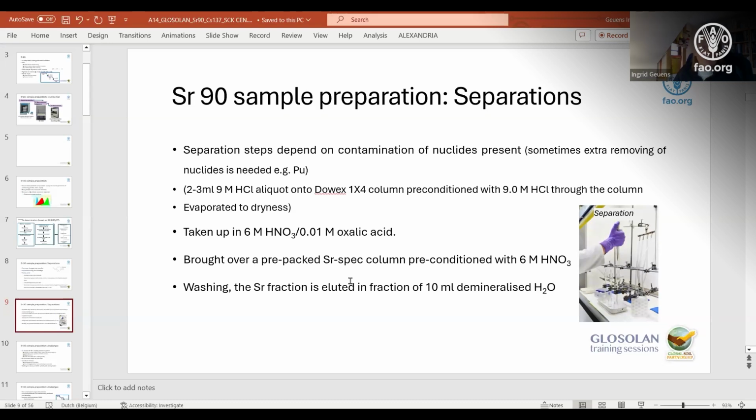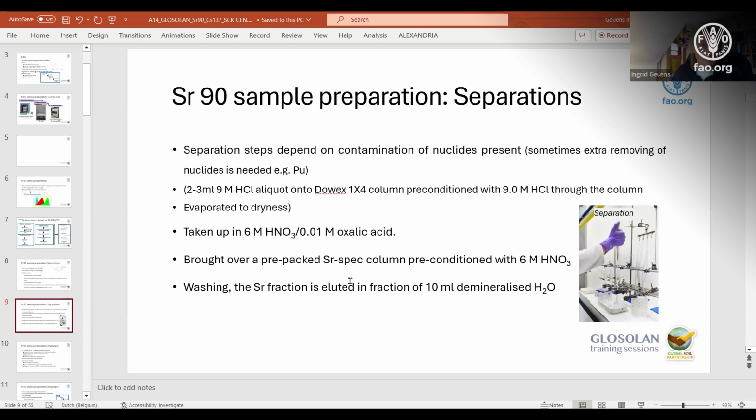But to eliminate the plutonium from your fraction, we use 2 to 3 milliliters of 9 molar HCl onto a DOWEX 1x4 column, which is also preconditioned with the 9 molar HCl. After it's gone through, we evaporate to dryness, and then bring that back into solution. So if you know that plutonium is present, because that's also a high beta emitter, we make sure that we first eliminate the plutonium itself.